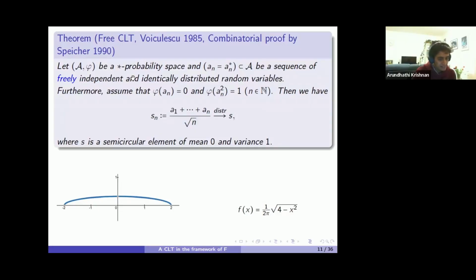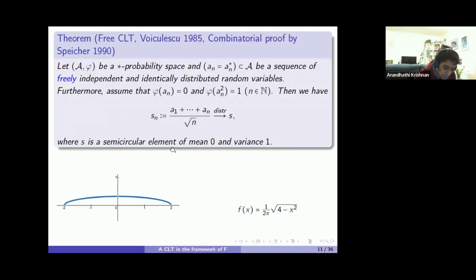So (A, phi) is a star probability space. A_n is a sequence, again, of self-adjoint random variables, which are freely independent and identically distributed. And again, we'll assume that phi of A_n is 0 and phi of A_n squared is 1 for every n. Then S_n, which is the same average as always, converges in distribution to a random variable S, whose law is called a semicircular element.